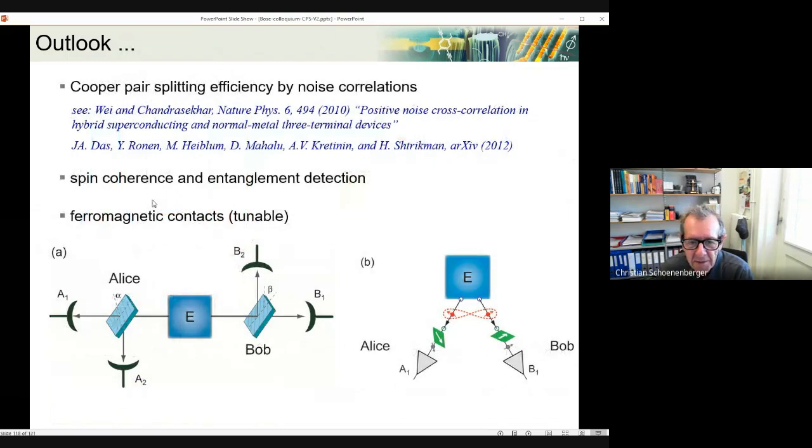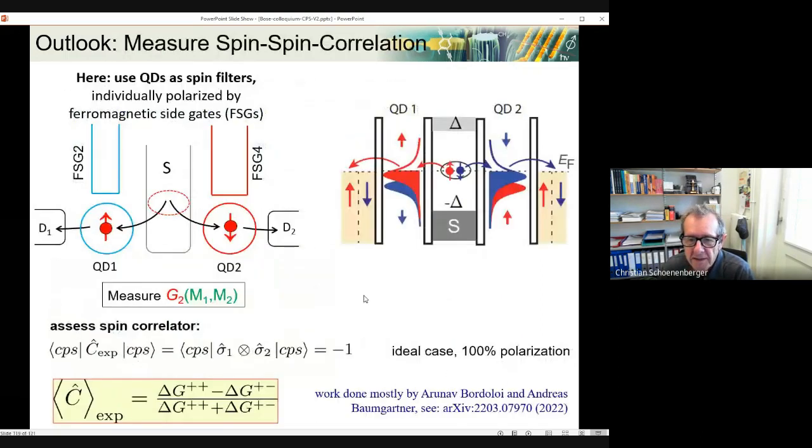So the step to measure spin coherent correlations, we've just recently addressed in experiments which were done by Arunav Bordoloi. He's now a postdoc. He was a PhD student in my group, together with Andreas Baumgartner. They mostly worked on this, and it's the same setup with 2 quantum dots in an indium arsenide nanowire, but we use a ferromagnetic gate. It's a permalloy gate which polarizes this dot, and we can put these 2 ferromagnetic gates in parallel state or in antiparallel state. And then in this way we can access it. It's kind of easy to understand if you put them in antiparallel state, right?